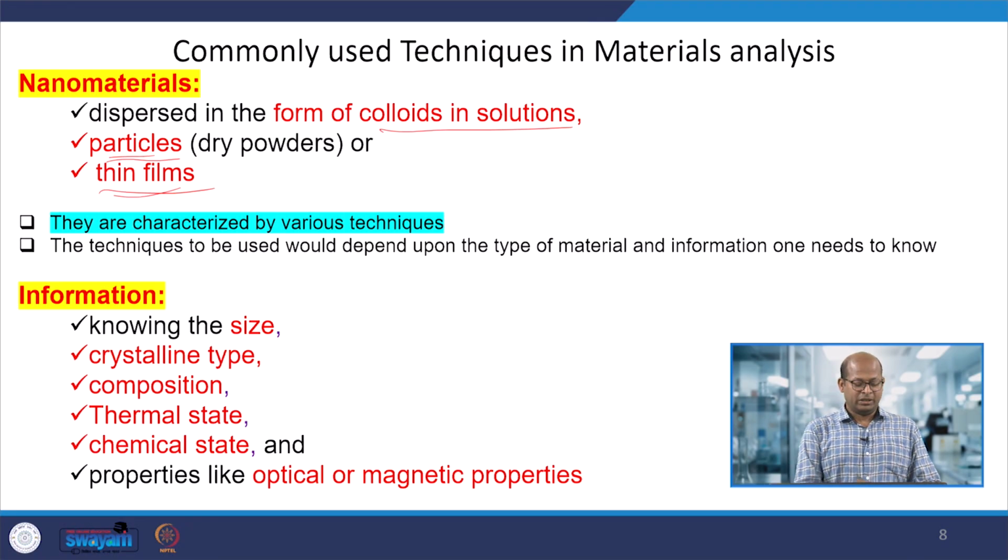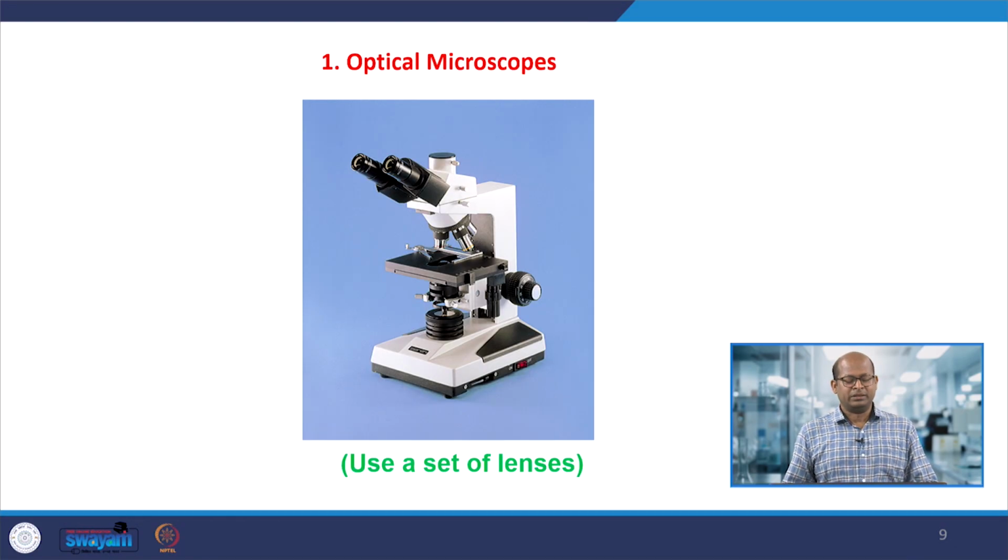So through that characterization, we can get the size of the materials that we have prepared. Once the materials reach the nanometer range, what would be the actual diameter, dimensions, or length, if that is in the nano range? From that size we can get crystalline size, composition analysis, thermal state, chemical state, and optical and magnetic properties. These are very important things.